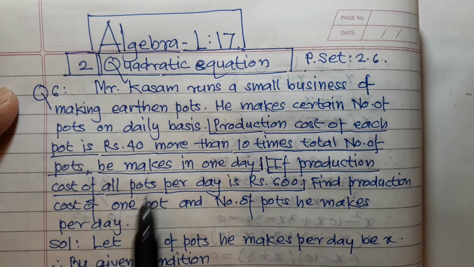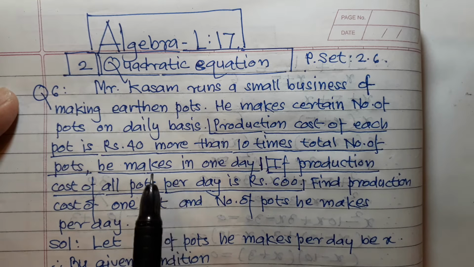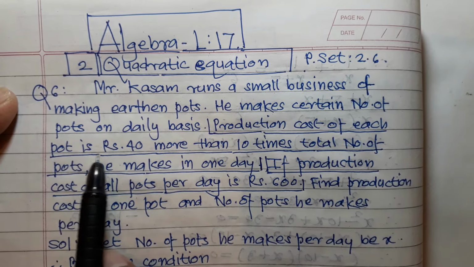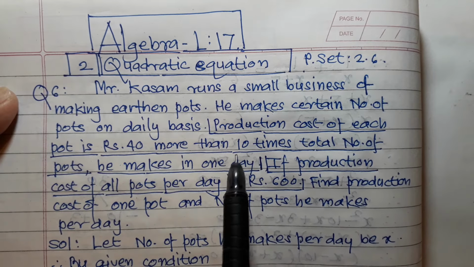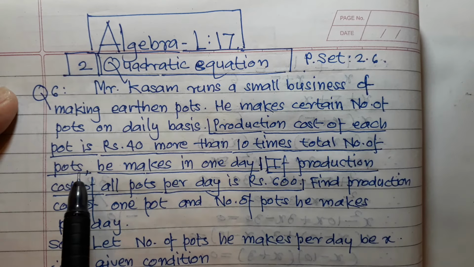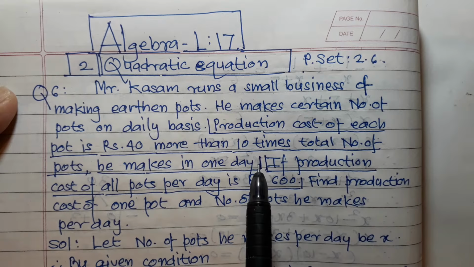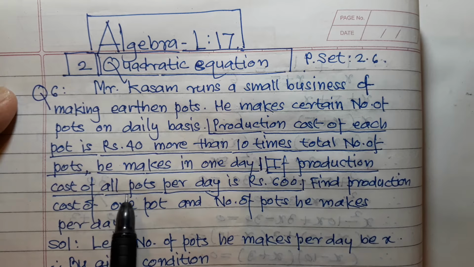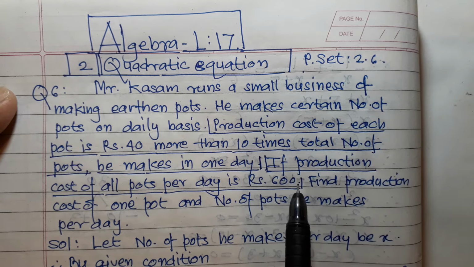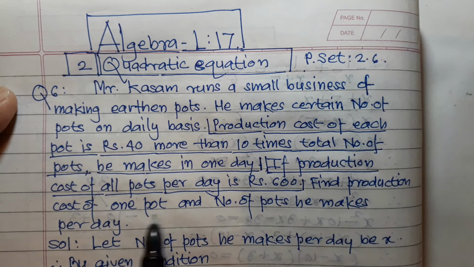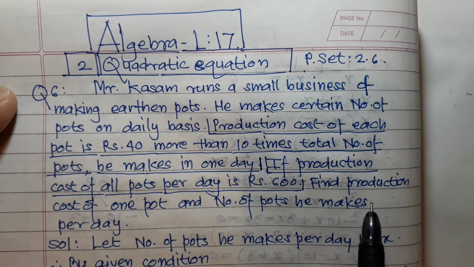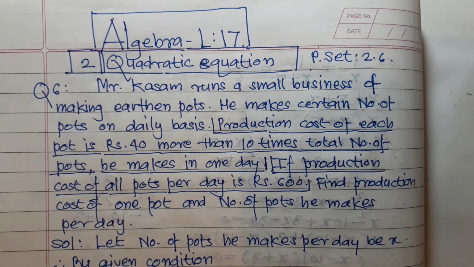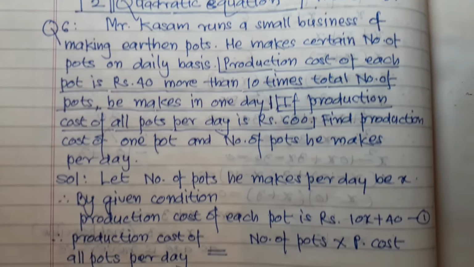Okay. Now read this question properly. Here two conditions are given. Production cost of each pot is rupees 40 more than 10 times the total number of pots he makes in one day. And second condition, if the production cost of all pots per day is rupees 600, then find the cost of one pot and the number of pots he makes per day. Now try to understand the solution because these examples are very important.